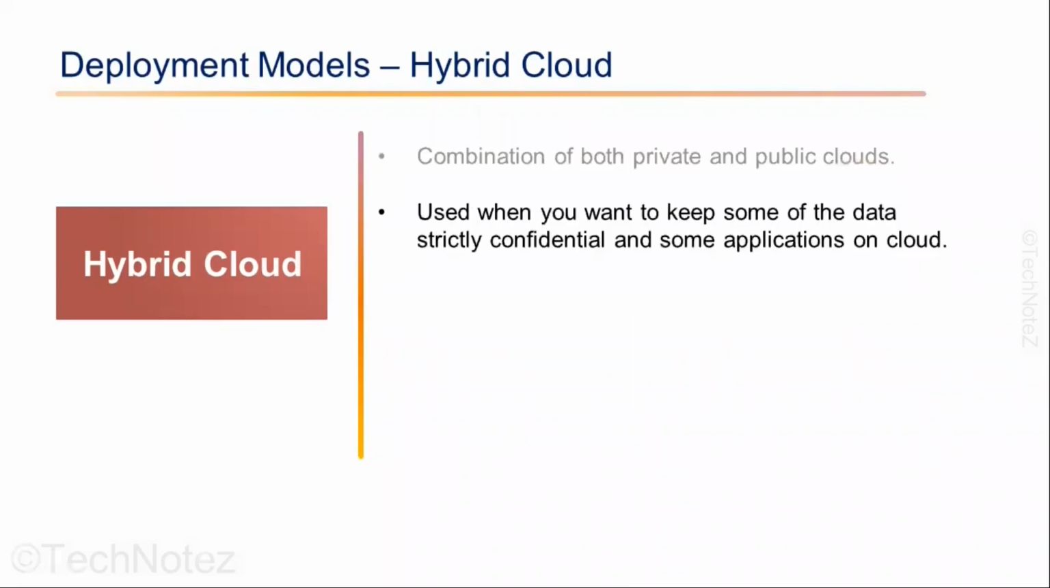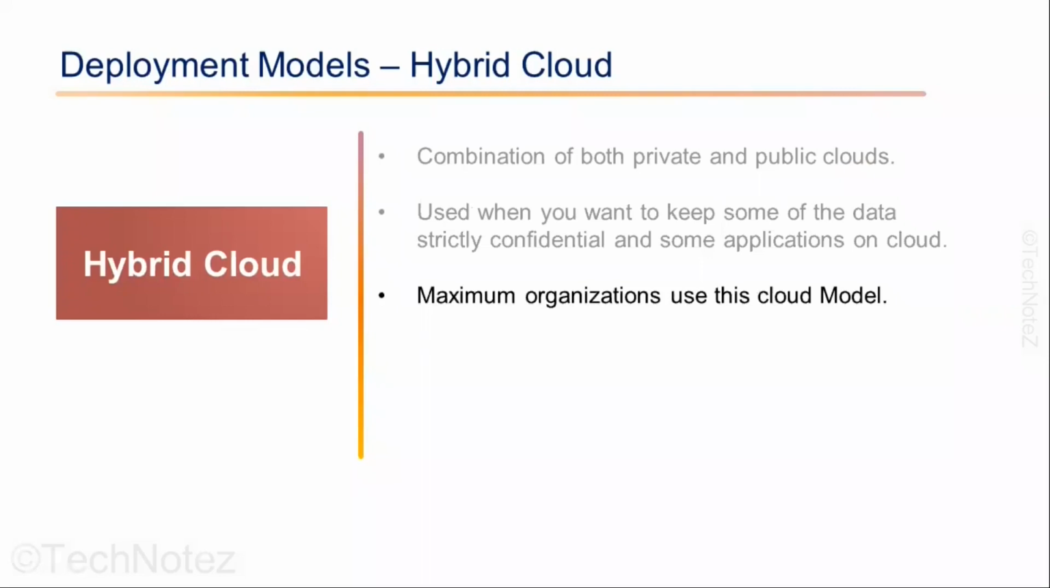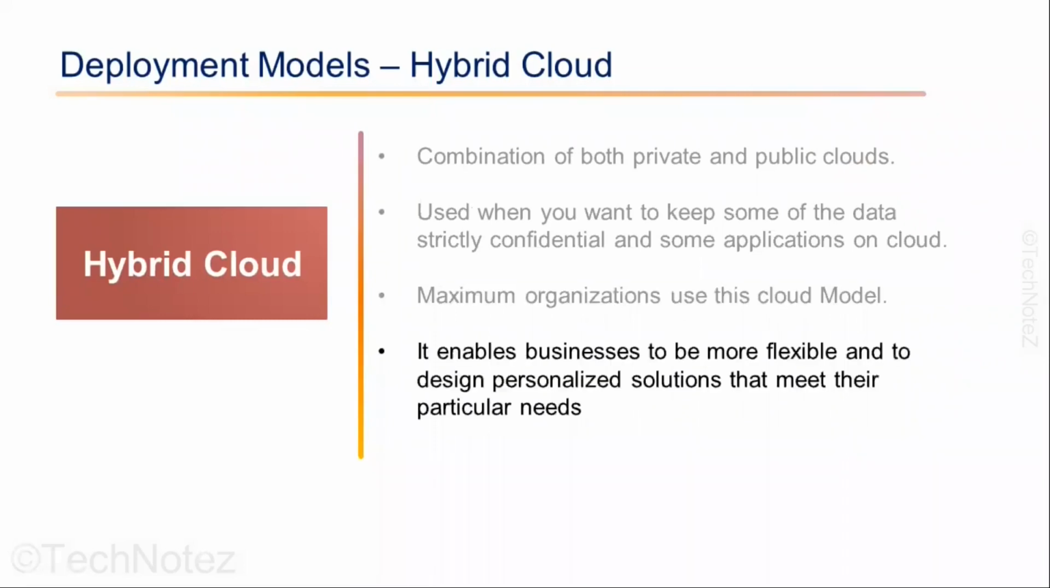Hybrid cloud is used when you want to keep some of the data strictly confidential within your on-prem environment and want to host few applications on the cloud for public accessibility. This is the most common deployment model used in organizations. The organizations moving their data centers from on-prem to cloud use this deployment model. Some organizations cannot host all their applications on the public cloud because of security concerns or data protection requirement. Hybrid cloud enables you to run both on-prem and cloud applications at the same time.